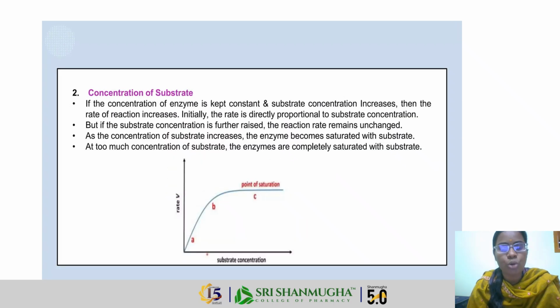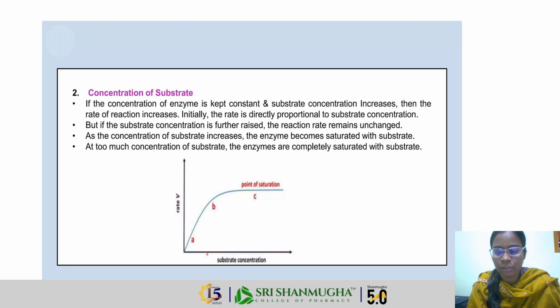Now the concentration of substrate. If the concentration of enzyme is kept constant and the substrate concentration is increased, the rate of reaction also increases. Initially the rate is directly proportional to substrate concentration, but if the substrate concentration is increased further, the rate remains unchanged. As the concentration of substrate increases, the enzyme becomes saturated with substrate.